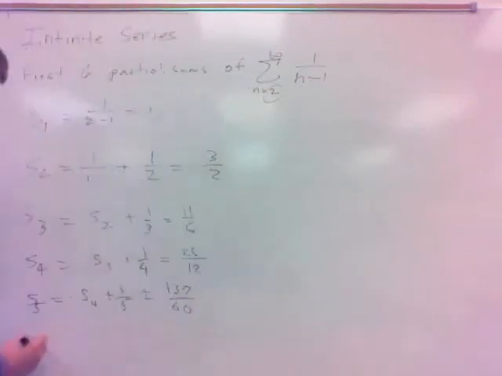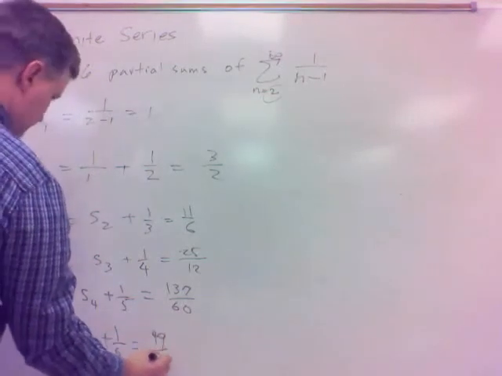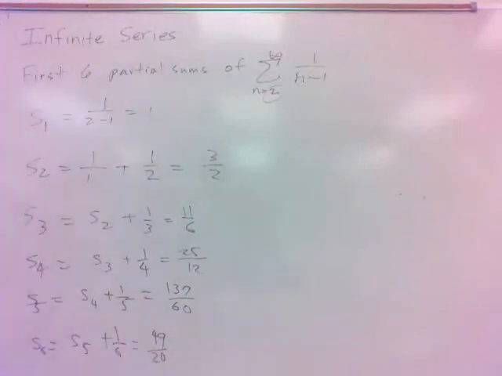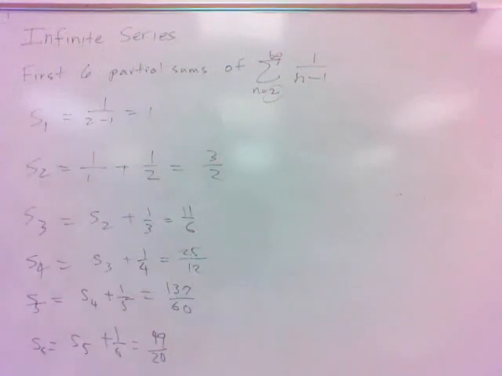And S6 is S5 plus 1/6, which is 49/20. That's what I get anyway. Let me make sure on that one. Okay, 25/12 plus the 1/5, and then 60 plus the 1/6. 49/20. Okay, we're good.